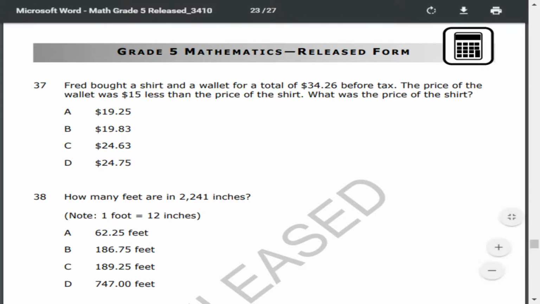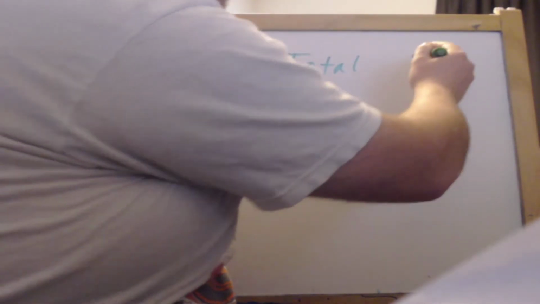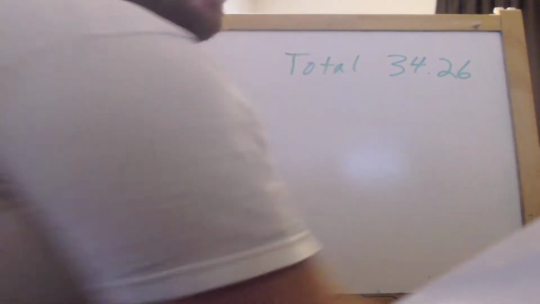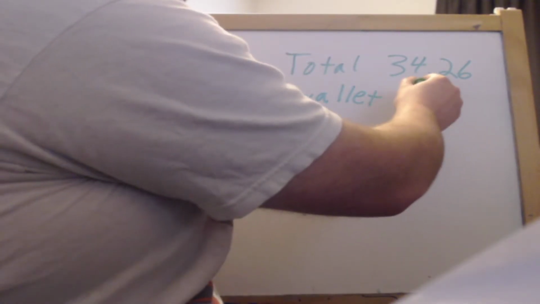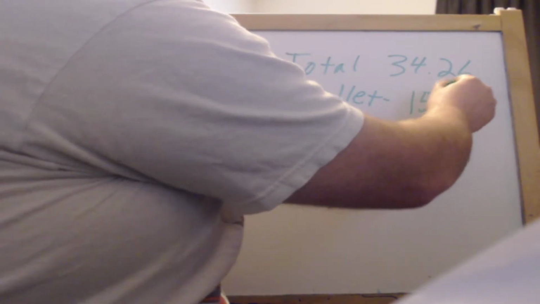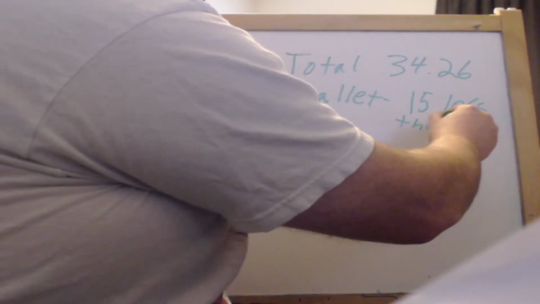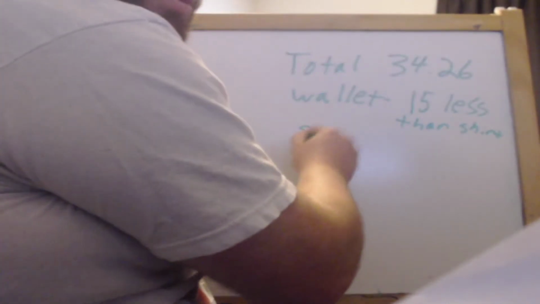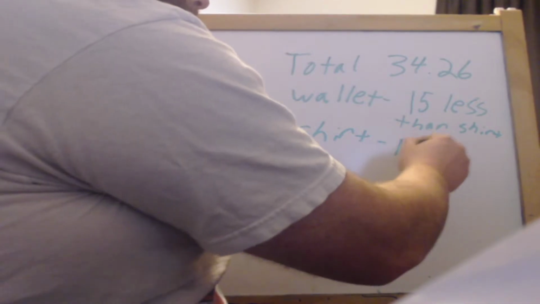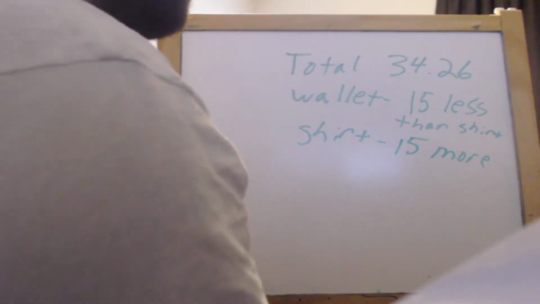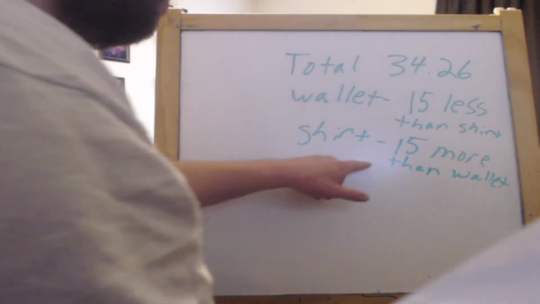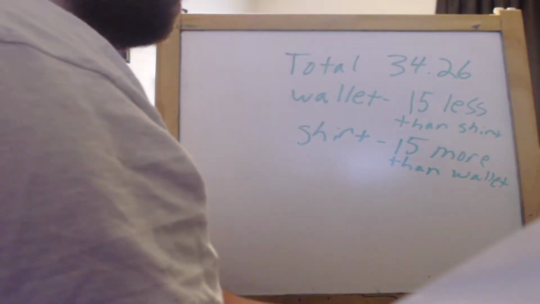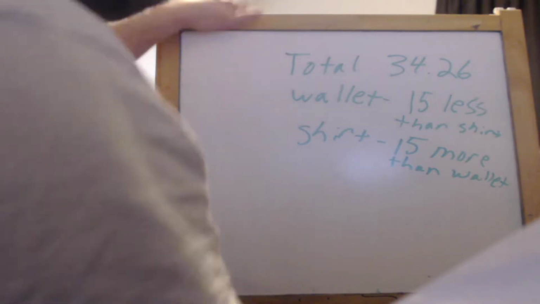So let's see what we have here. The total was $34.26. Okay, that's the total. The price of the wallet is 15 less than the shirt, and the shirt is 15 more. Then the wallet. And it's asking what was the price of the shirt. So the shirt is 15 more than the wallet.